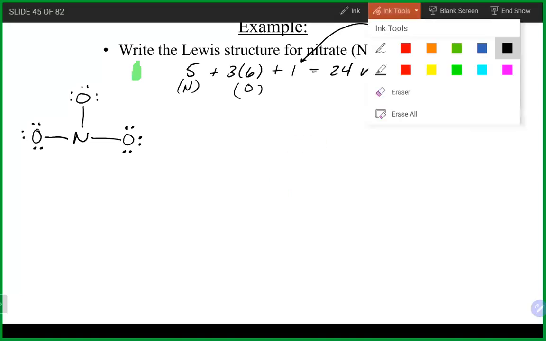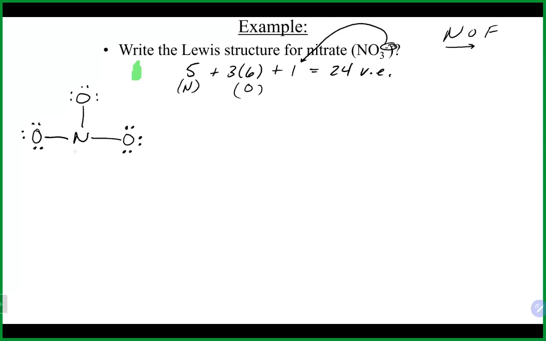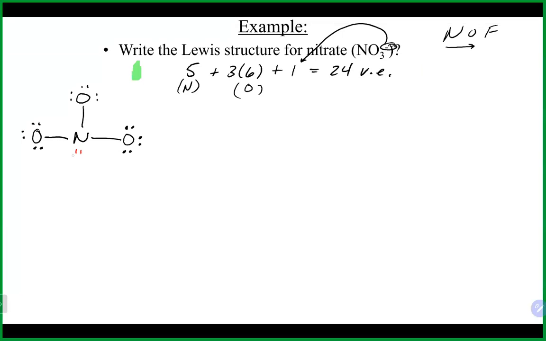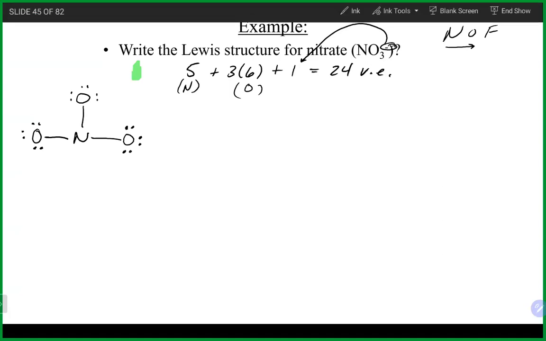So can I fix it by just laying in a couple of dots there? I cannot, because now I have 26 electrons, which is too many, right? So again, that 24 number is really important, so you can't do that. This is a situation where we do need to make a double bond to try to fix it. And in this case, all the oxygens are pretty much the same. So you could double bond at any of those oxygens there.